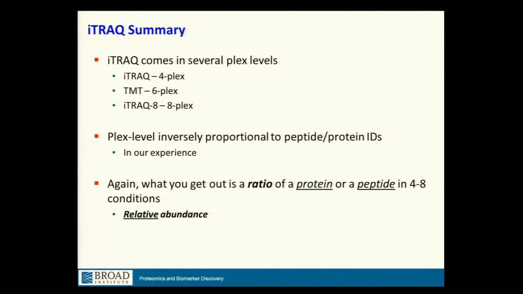But it's not to say that you shouldn't use these other things. There are cases where you'd really like to group 6 or 8 samples together. By all means, use these things. You'll have a little bit less depth of coverage, but you'll get all the information that you want in one experiment. Sometimes the experiment should dictate. Okay? And again, what you get out is the ratio of a peptide or an agglomeration of peptides into proteins, or a protein in some number of conditions, between 4 and 8 conditions, and it's a relative abundance. It's a ratio that you get.